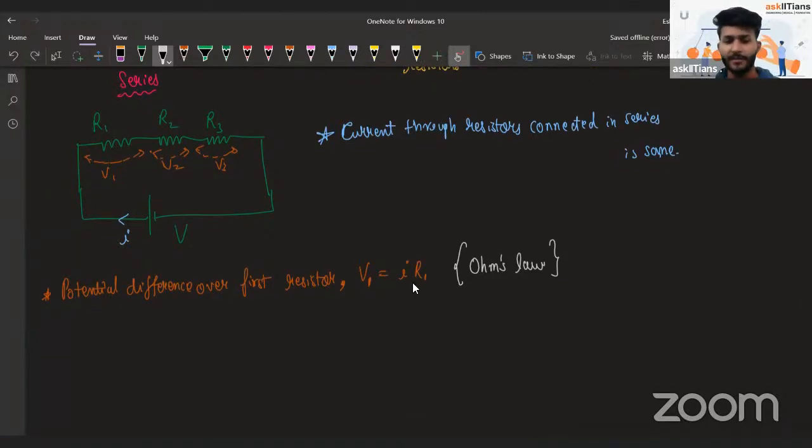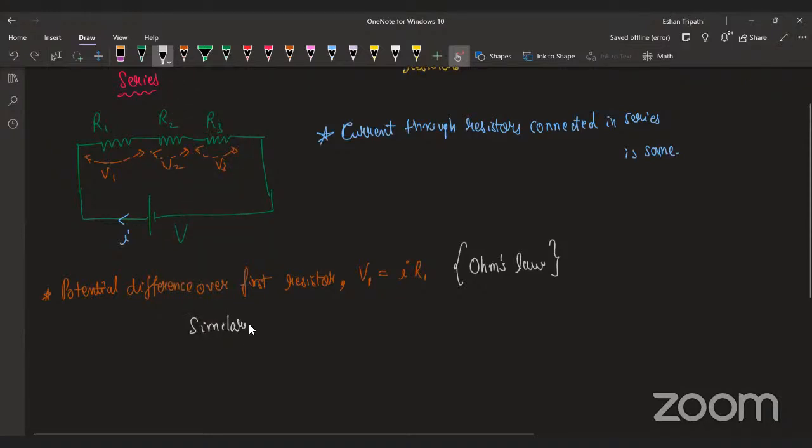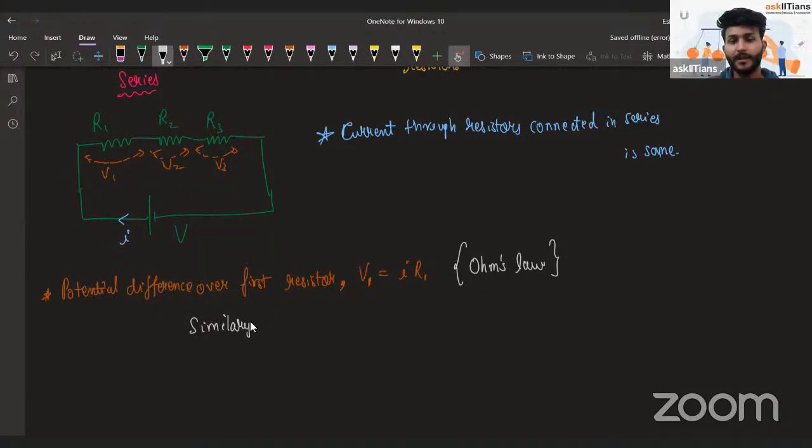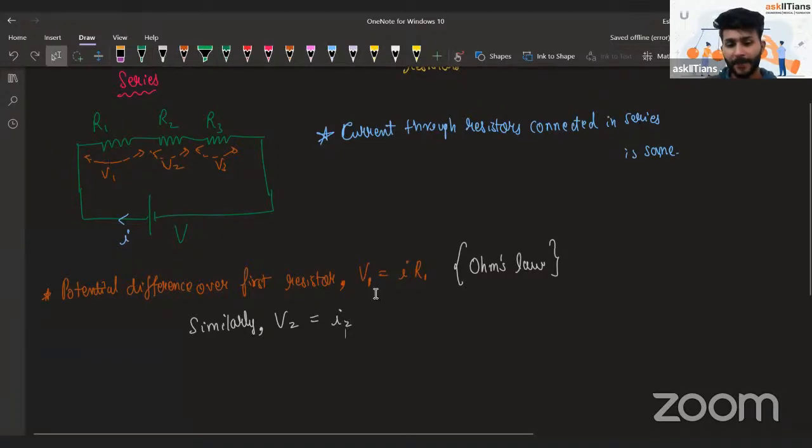Potential difference over the second resistor. Just write Ohm's... No, Ohm's law only I'm going to write. There's nothing called Ohm's equation as such. That's not the official name, at least. Maybe people are using it, but officially it's not the name. So similarly, you're going to say V2 is IR2 and V3 is IR3.